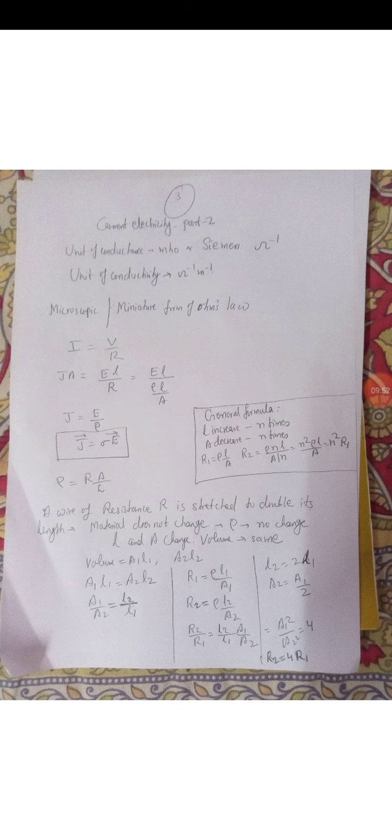Now student, let's talk about the unit of conductance. It is mho, or it is given another name, siemens, that is per ohm. The unit of conductivity is per ohm per meter. Already you know the unit of resistivity, student.